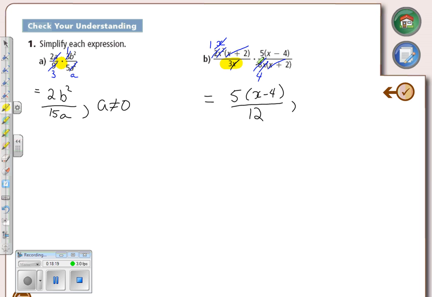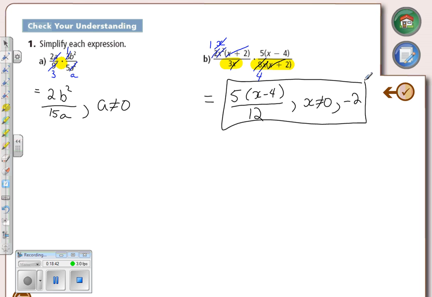This part and that denominator. First part of the denominator, x cannot be equal to 0. Second part, we've got an x here, which cannot be equal to 0. We've already got that one. And an x plus 2, so negative 2. That's the final answer on that one.